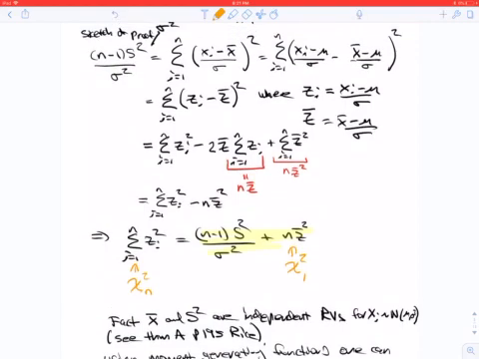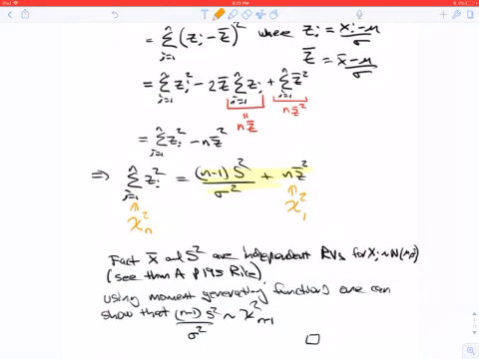And so what we see here is that we have an equation relating a chi-squared with n degrees of freedom with n minus 1 s squared over sigma squared and a chi-squared with 1 degree of freedom. So the result is going to follow if I can show that n minus 1 s squared over sigma squared is independent of n z bar squared. If I can show that they're independent, then the result follows.